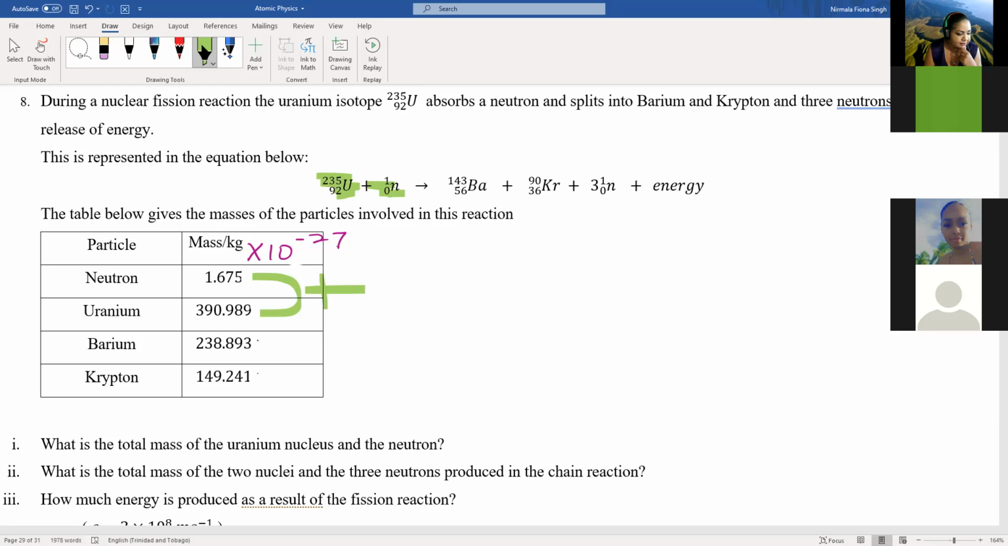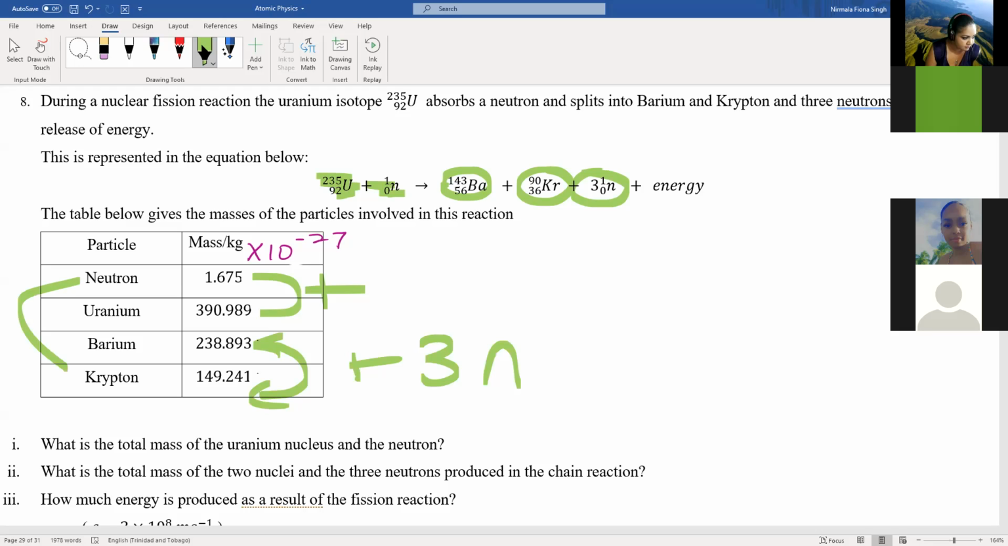What is the total mass of the 2 nuclei and 3 neutrons produced in a chain reaction? So my chain reaction was a barium plus a krypton plus 3 neutrons. So all you're going to be doing is adding barium and krypton plus 3 neutrons. Again, that's simple addition. You're multiplying the neutron mass by 3 and adding it to the barium and krypton masses.